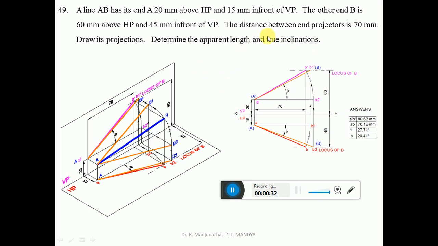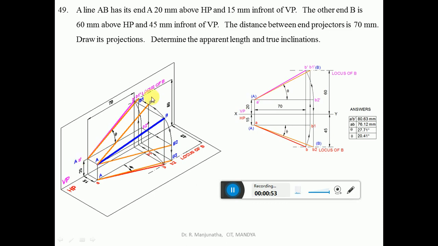Now here, the end A is 20 mm above HP. So the above HP distance of the end A is seen when looking from the front view, and when it is projected, that will be seen in the vertical plane. So this becomes A dash.